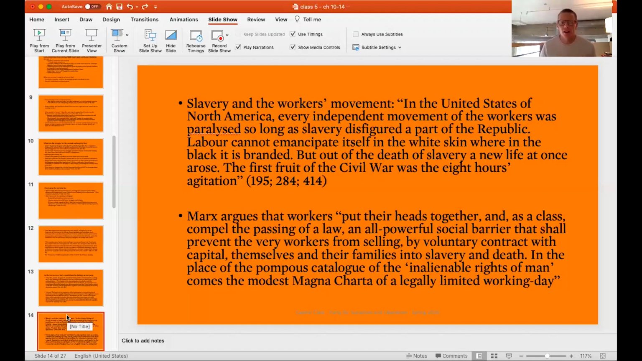And at the end, Marx argues that workers have to put their heads together and as a class compel the passing of a law, an all-powerful social barrier that shall prevent the workers from selling by voluntary contract with capital themselves and their families into slavery and death. In the place of the pompous catalog of the inalienable rights of man comes the modest Magna Carta of a legally limited working day. So the working class needs to struggle for reforms that will be implemented by the capitalist state, and they won't be perfect. And as we've seen, the capitalists will try to push back on them, to cheat them collectively and individually.